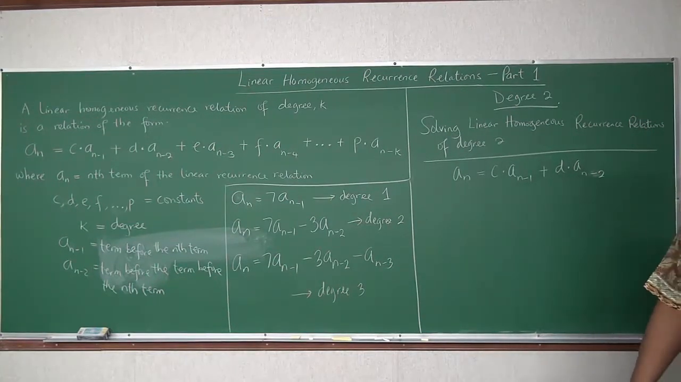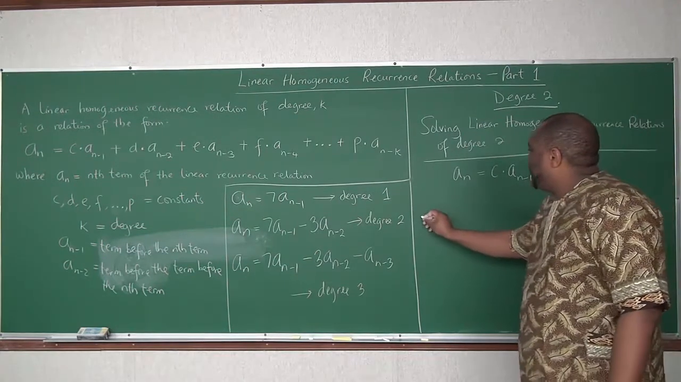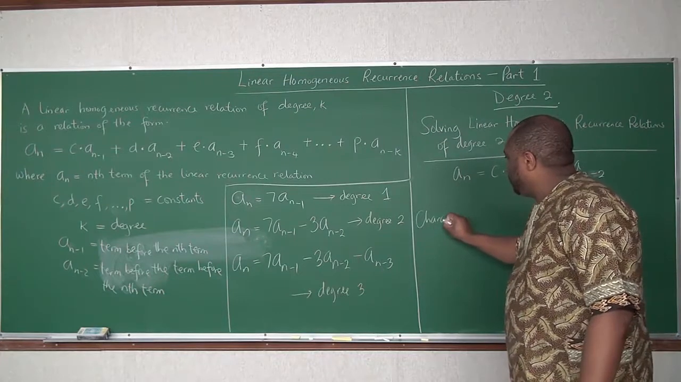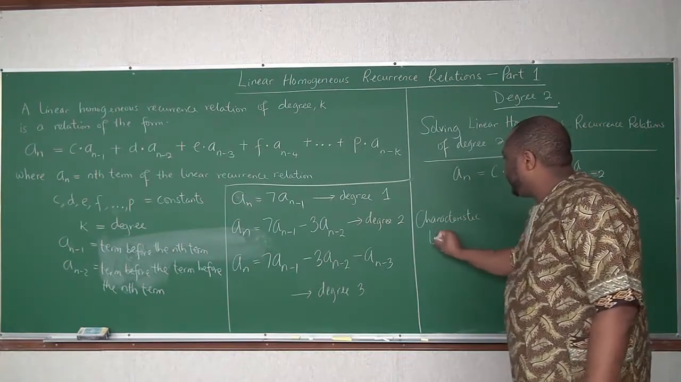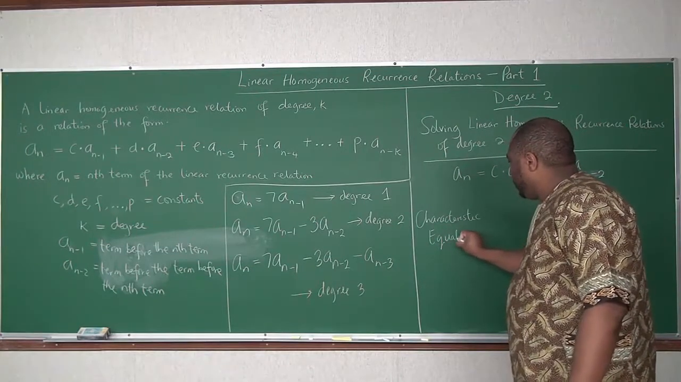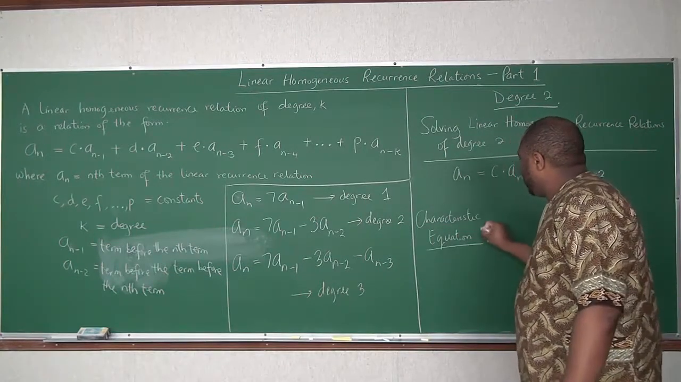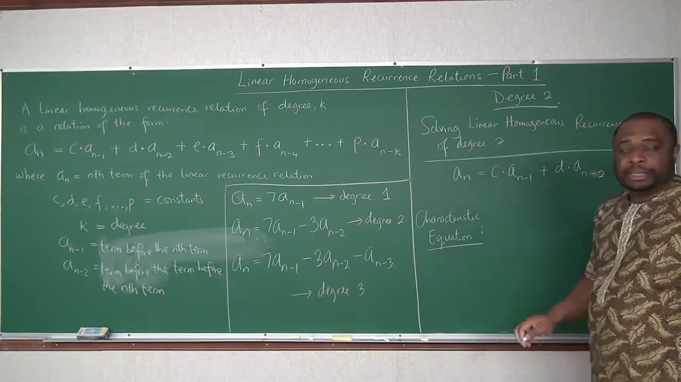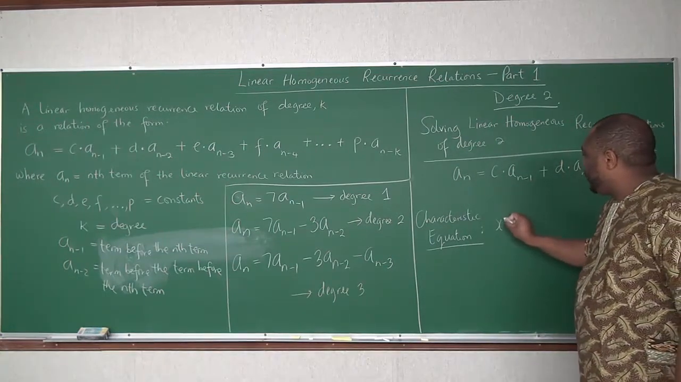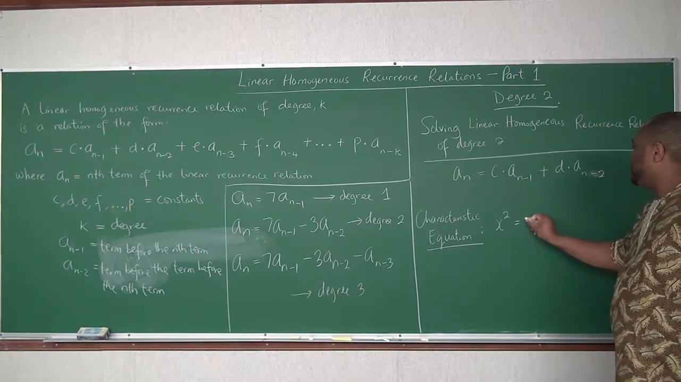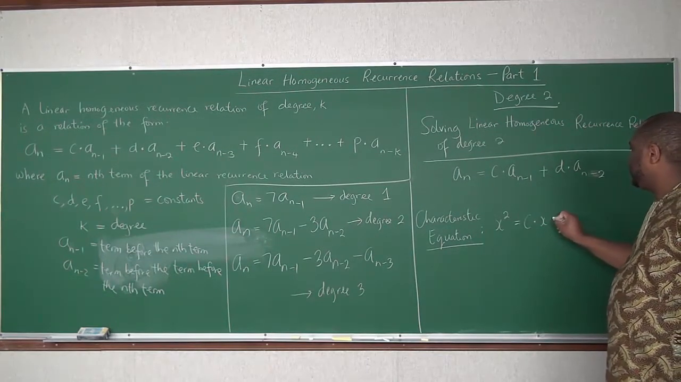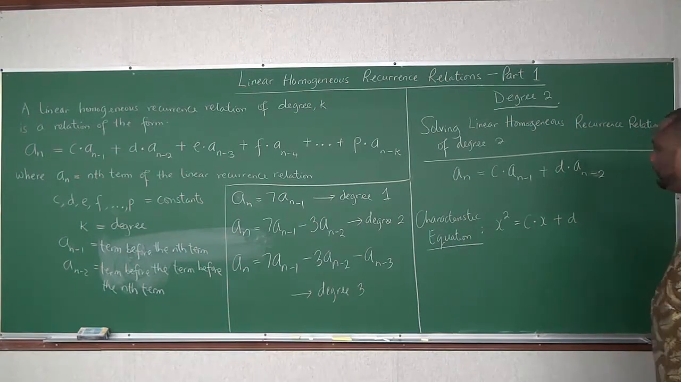Now, our characteristic equation, we call it the characteristic equation, would be x squared equal to C times x plus D. That is our characteristic equation.